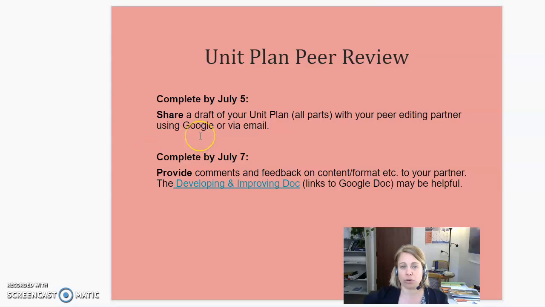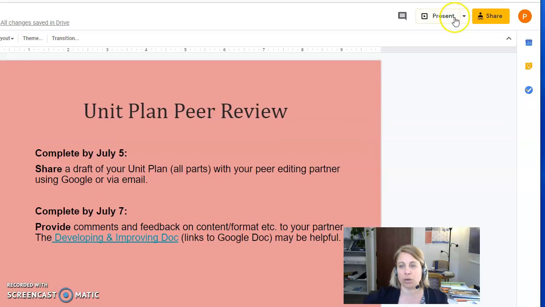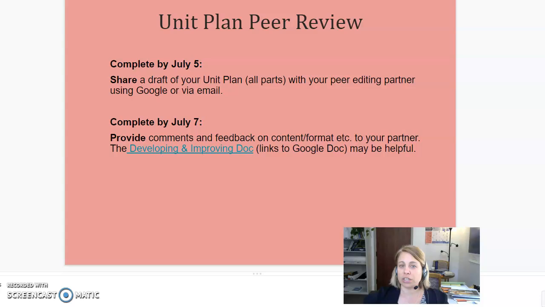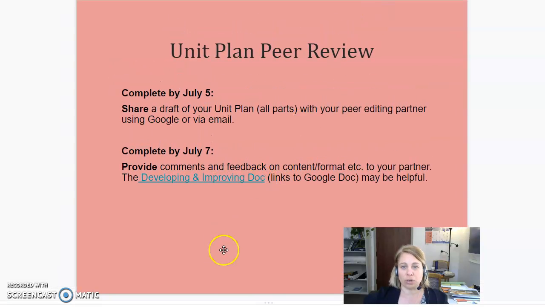If you're in Google Docs, you can do that by using the share setting up in the corner of any Google Doc that you're working on. Or you can just email it directly to your peer reviewer. Then by July 7th, I would like you to have given feedback to your partner so that they can use that feedback to improve their draft that they're turning in by July 9th. So you really need to give your feedback by the 7th so that your peer has a day or 2 to integrate your feedback.